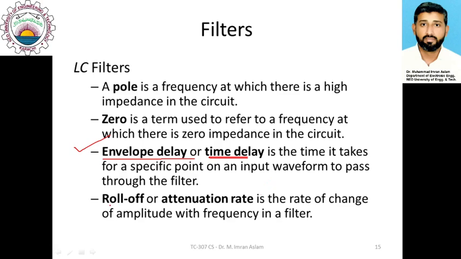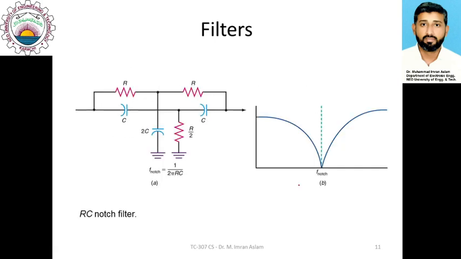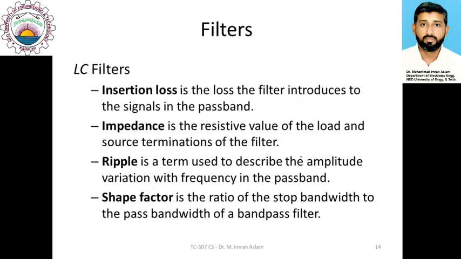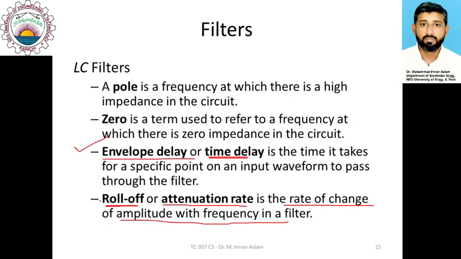There is another term which is called roll-off factor or attenuation rate. It refers to the rate of change of the amplitude with respect to frequency in the filter. You can see it here, this amplitude is changing. So how fast this amplitude is changing is depicted by the roll-off factor of the filter.